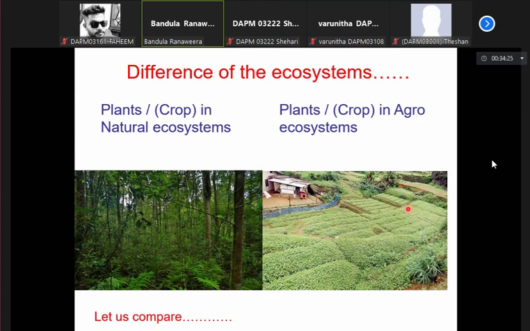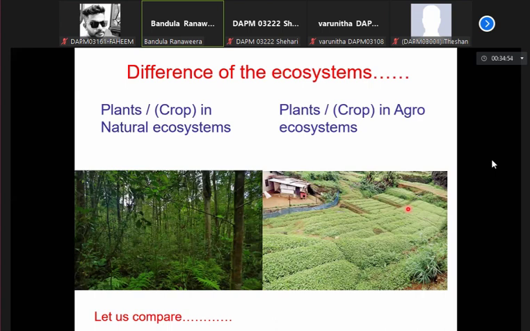You two, Varunita and Shehari, if I am correctly pronouncing or identifying you, have mentioned the comparisons correctly. Now, environmental equilibrium: in natural ecosystems, there is a higher environmental equilibrium.